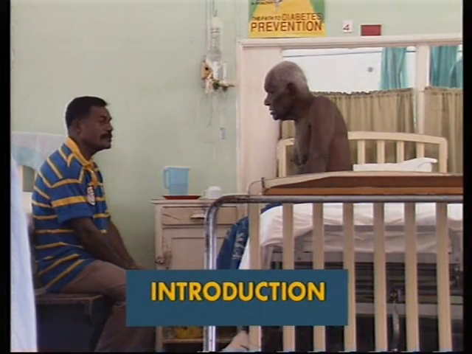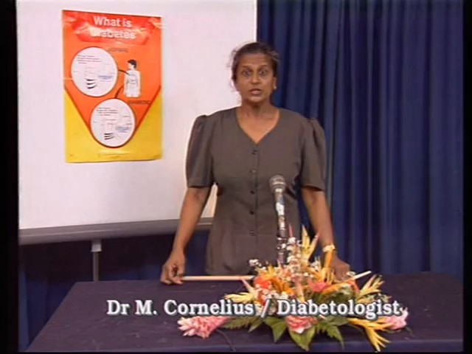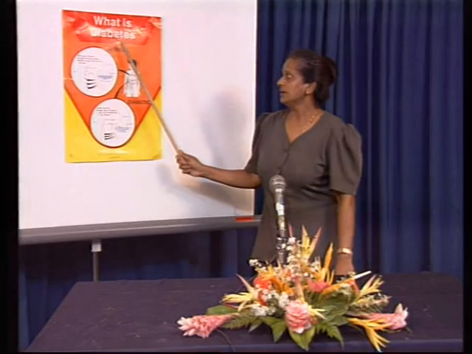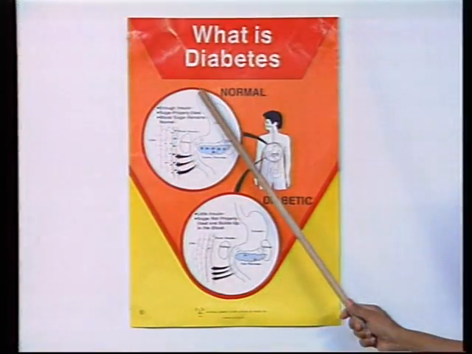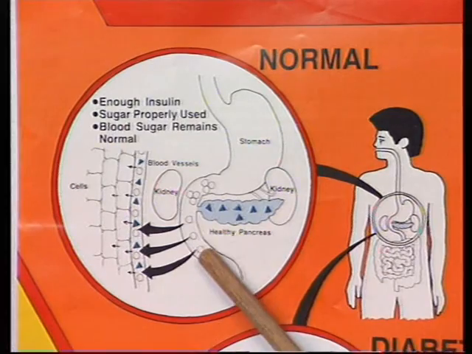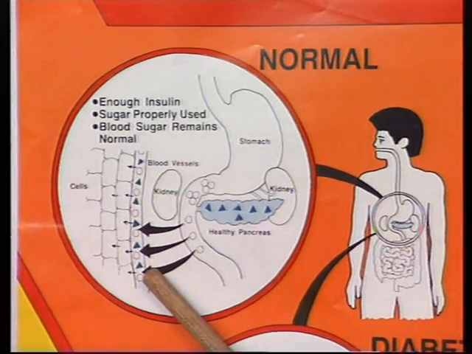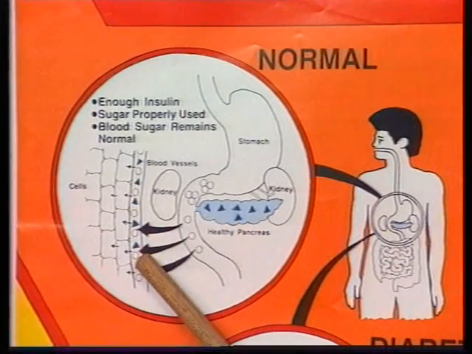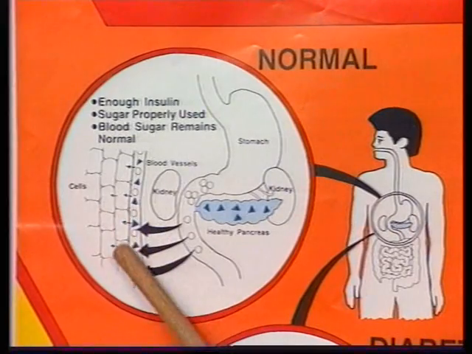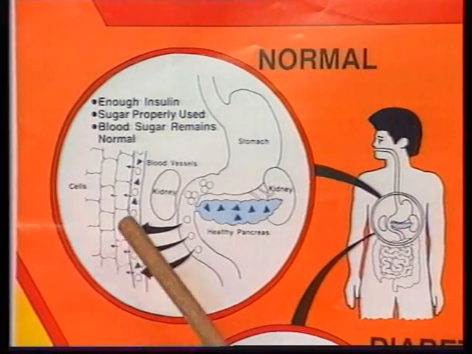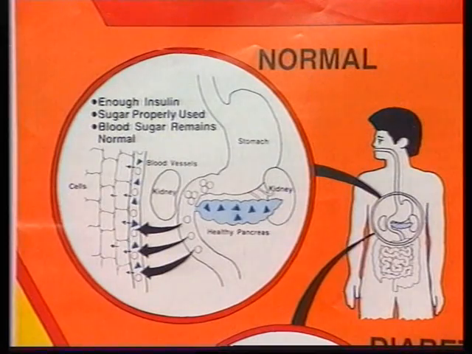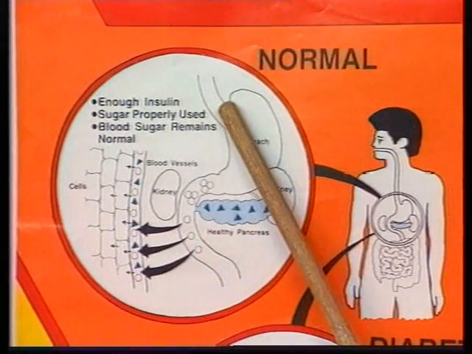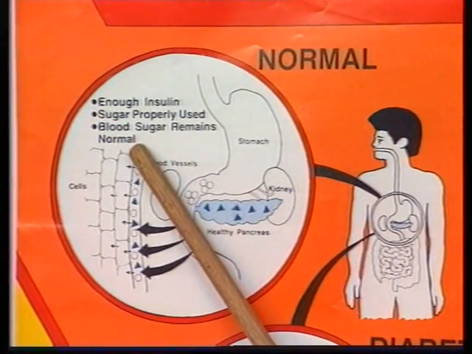So what is this killer disease, diabetes, and how does it occur? To understand this, let's look at what happens in a normal person. In a normal person, the food that is eaten is digested in the stomach and absorbed into the blood normally. The pancreas produces enough insulin, and the insulin helps to move the sugar from the blood vessel into the body cells, where the sugar is changed into energy and used. There is enough insulin, the sugar is properly used, and the blood sugar remains normal.